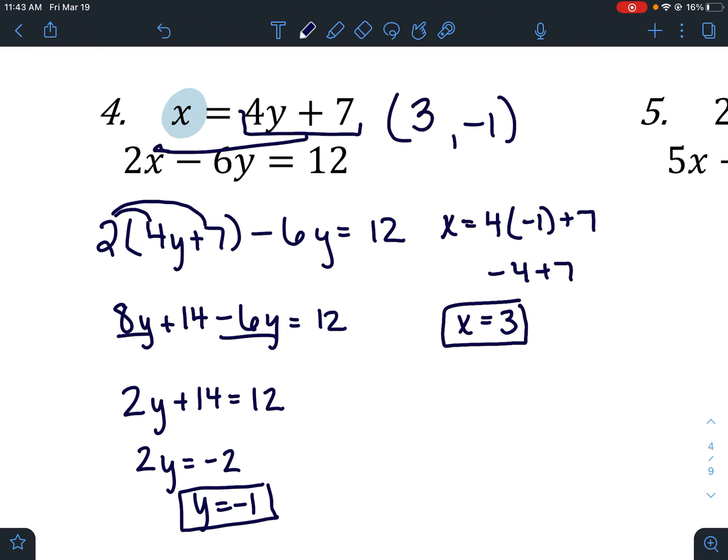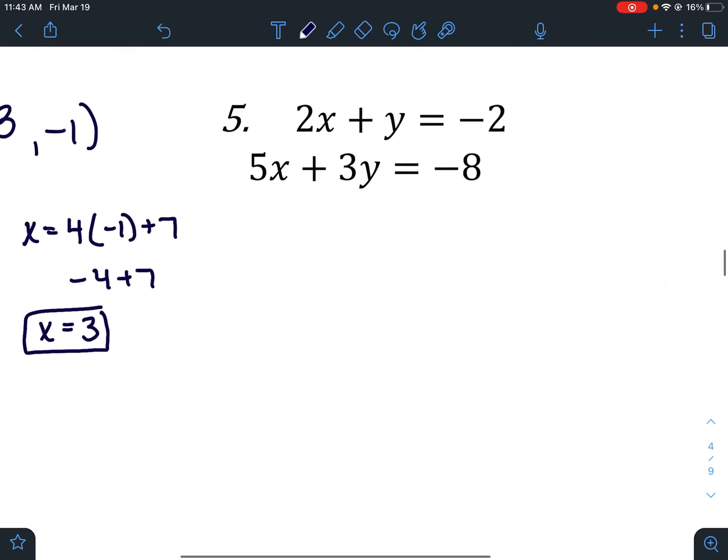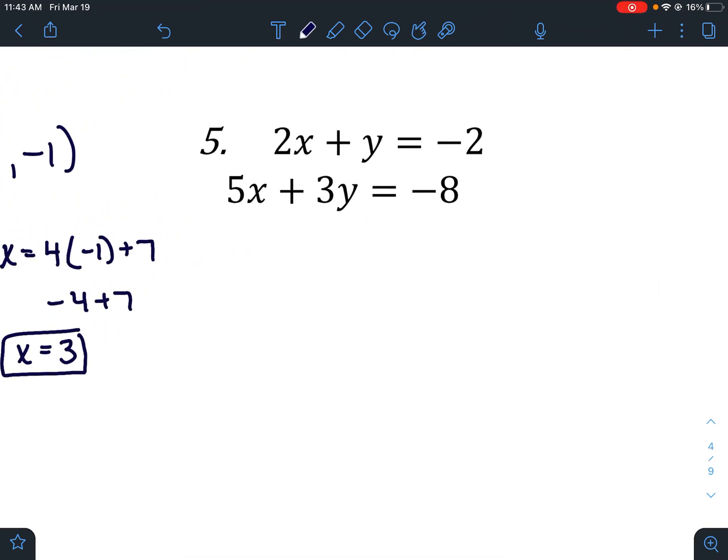So my x is 3. All right, let's move on to number 5. Here's where it starts to get a little tricky. Before, all of our variables have been solved for. Easy, plug it in, let's go. This one I don't have a variable solved for, so I need to pick one.